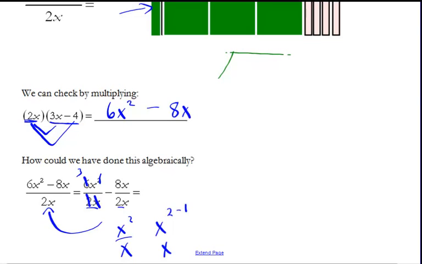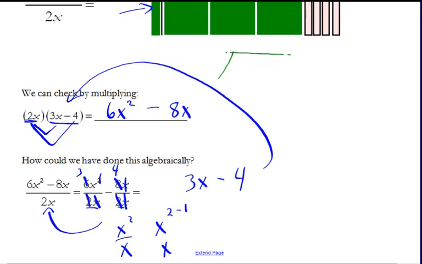Okay, here, x and x cancel. 8 divided by 2 is 4. So now we're left with 3x minus 4. Okay, and that was the answer that we ended up getting right here.